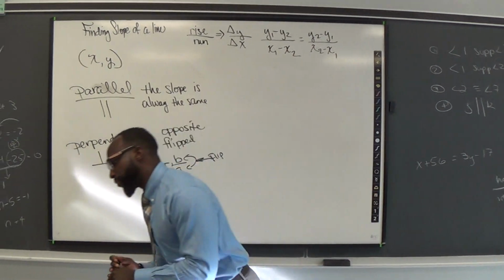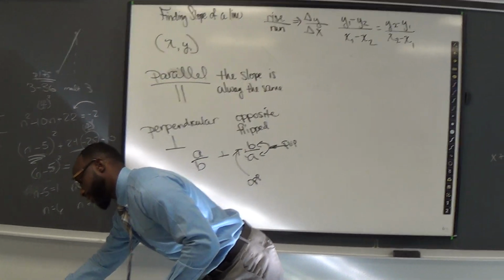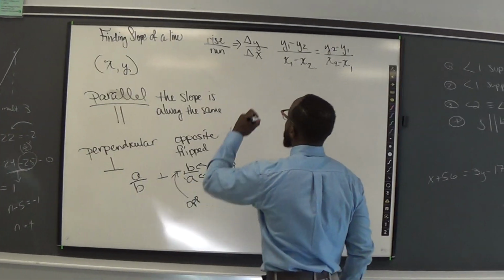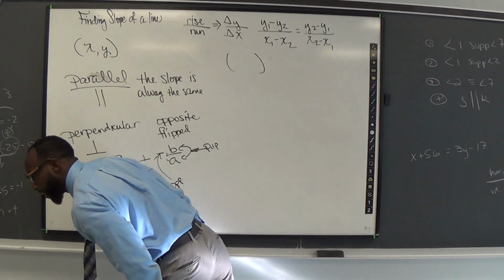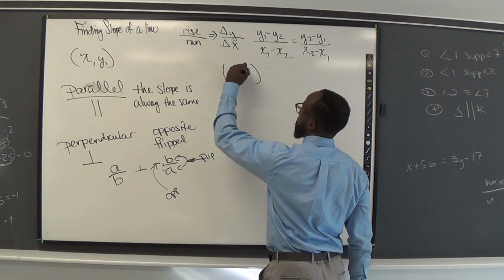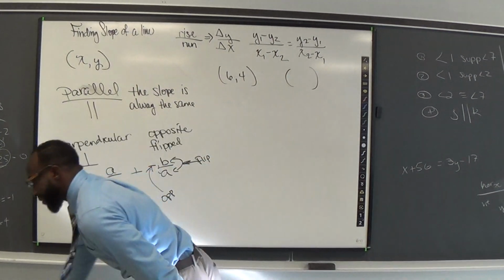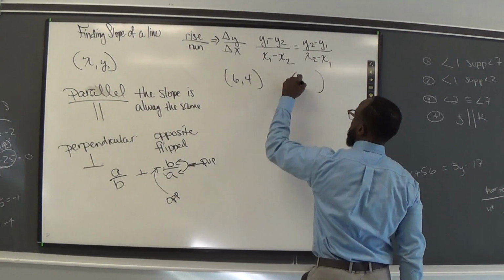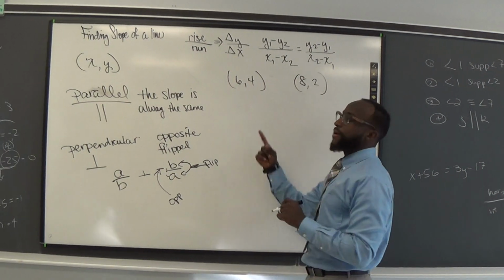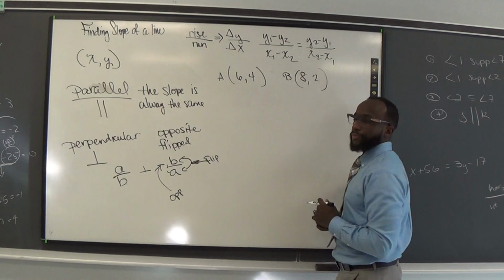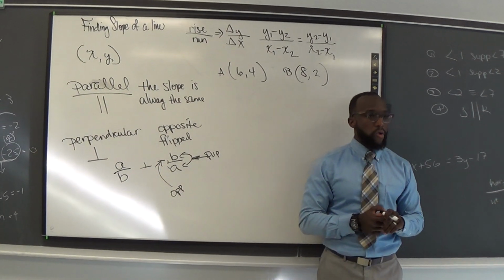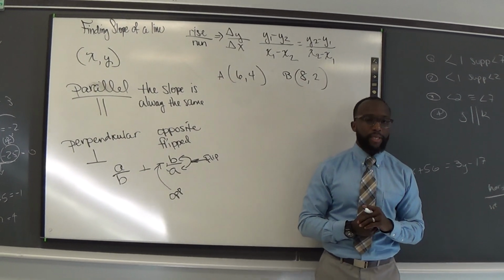Let's look at a point. All right, so let's look at this point here. If we had 2 points, one point being say 6 and 4, and the other point being 8 and 2, find the slope of this line. This is AB. Find the slope.